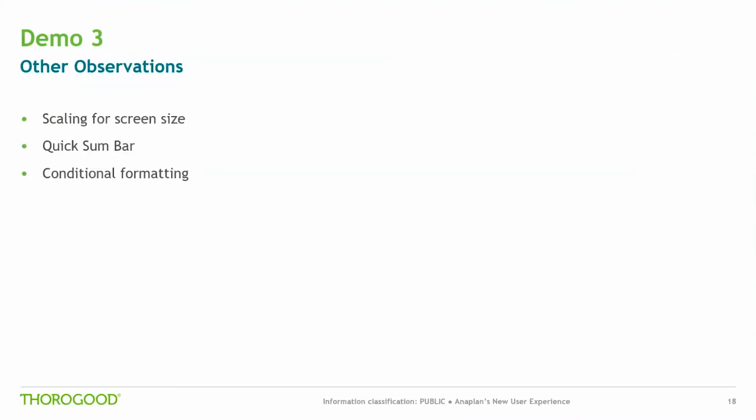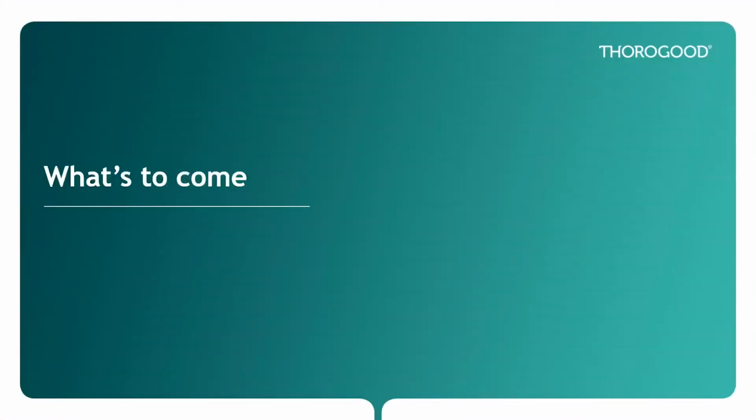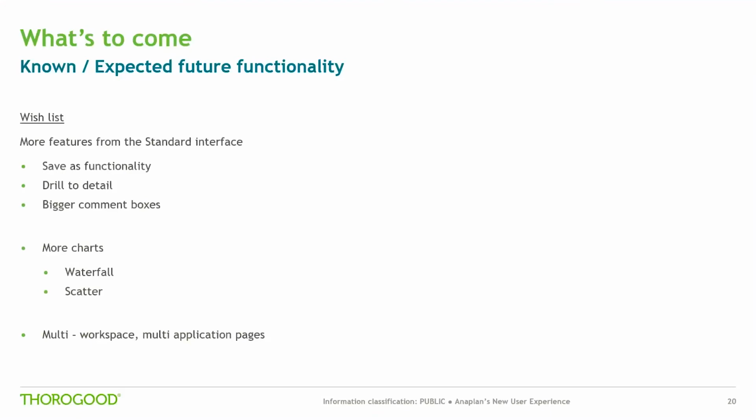So conditional formatting is also available in the grids. So what's to come? Well, on my wish list, there are a few bits and pieces, like the ability to save each individual page, be it a board or a worksheet, as something different. That's not there yet, which is a bit surprising. So it means you've got to recreate from scratch every time you want to do something that is essentially the same as what you did last time, apart from a small change.